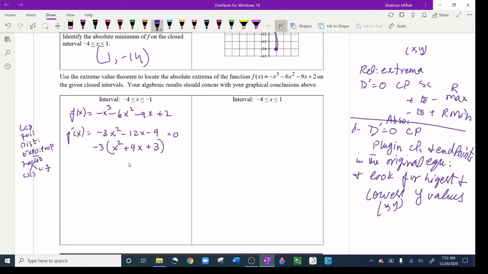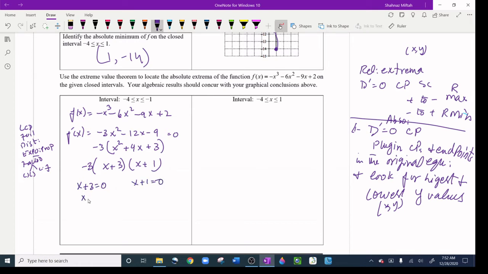Now I can factor this into two different factors. So -3 is going to stay, and I have two factors: x plus 3 and x plus 1. So these are my factors. Now make each one of them equal to zero. So I'm going to go x plus 3 equals 0, and x plus 1 equals 0.